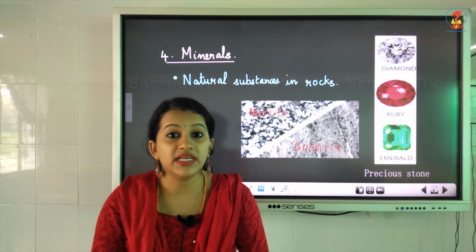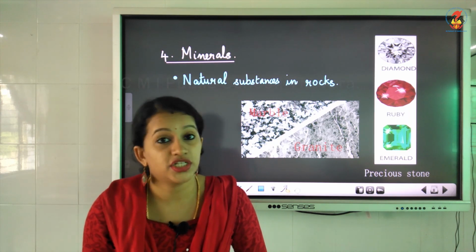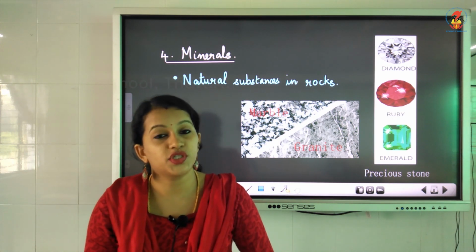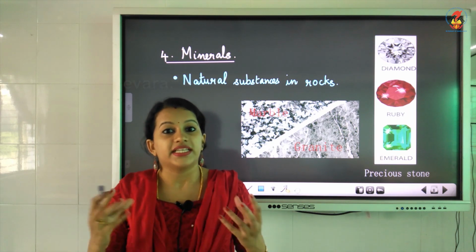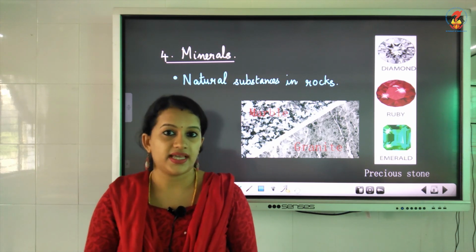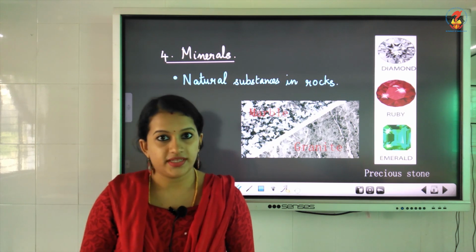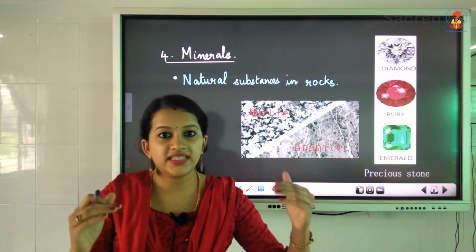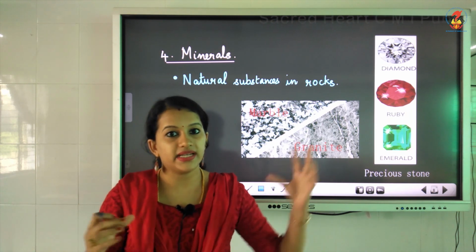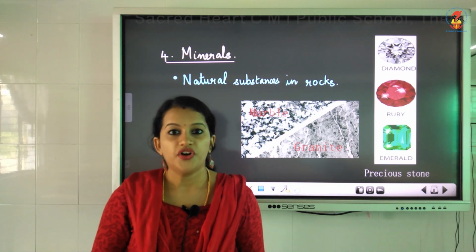All those you must have seen in jewelleries, isn't it? They are very costly and they are precious stones. They are also examples of minerals. They are used to make jewelleries such as necklaces, chains, bangles, rings, earrings, etc. So they are very precious and costly, the precious stones. So that is about minerals as a natural resource. I hope this is clear to you. So children, please underline these points in your worksheet.